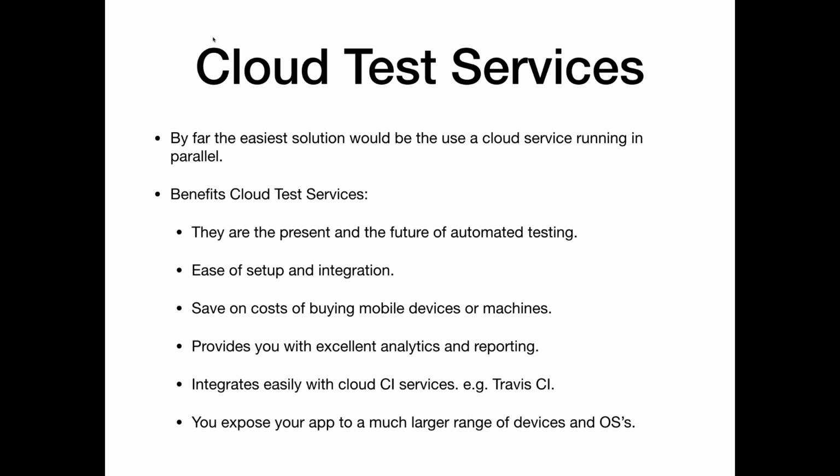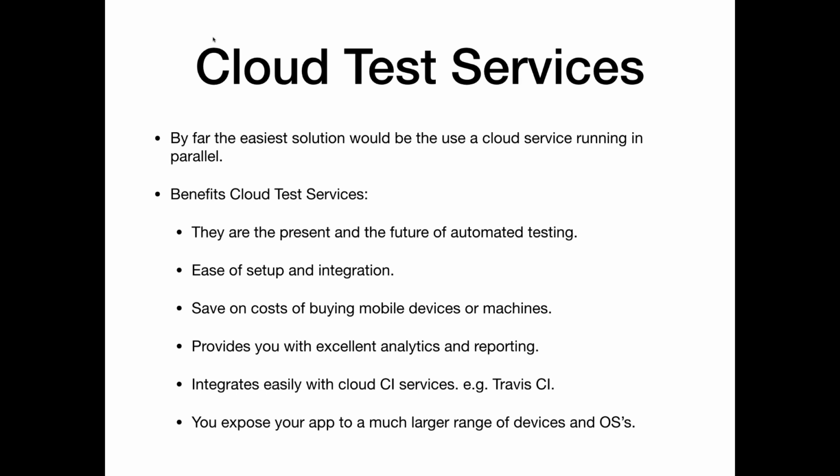So by far the easiest solution would be to use a cloud service running in parallel. You can run it single-threaded, but again, much like my image earlier with the guy sitting on the stump, it would take forever, and you're not gaining much if you're just running single-threaded. So running things in parallel is the key. And so what are the benefits of a test cloud service? They are the present and the future of automation testing. I could see in the future that we probably will never run any tests locally, or hardly ever. Everything will be running on the cloud.